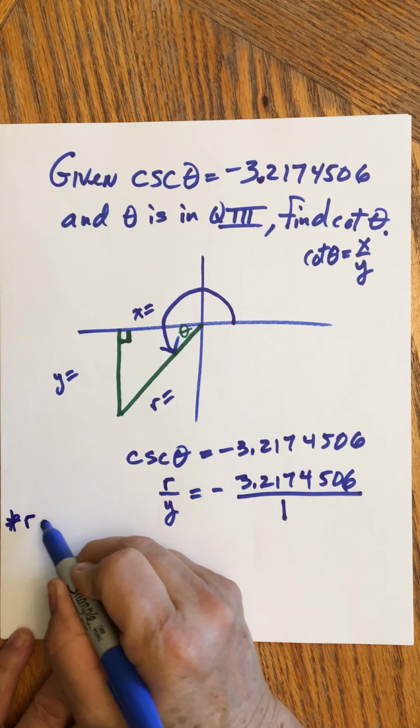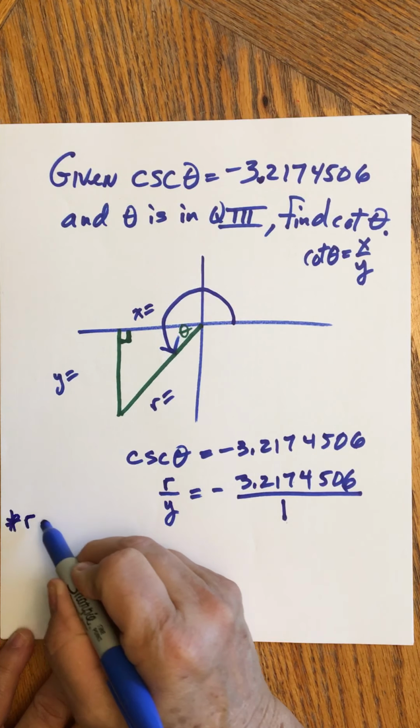Okay. Now let's plug everything in. Here x is equal to negative square root, and r was 3.2174506 squared, minus, and then y was negative 1 squared. There's your r and there's your y. Once I square this, a negative 1 times a negative 1 is positive 1, so I'll end up subtracting a positive 1. Let's go ahead and put it in our calculator.